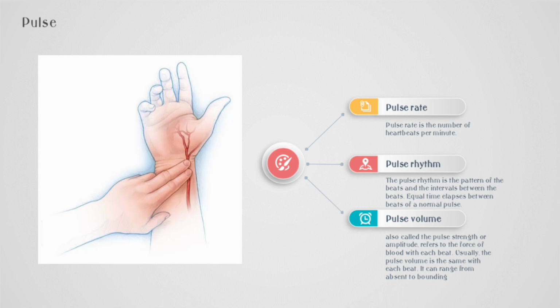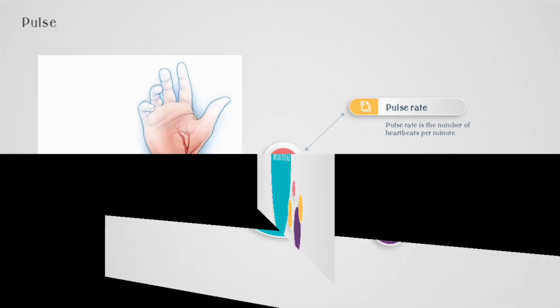Pulse volume, also known as pulse strength or pulse amplitude, refers to the force of blood with each beat. Usually, the pulse volume is the same with each beat. It can range from absent to bounding.